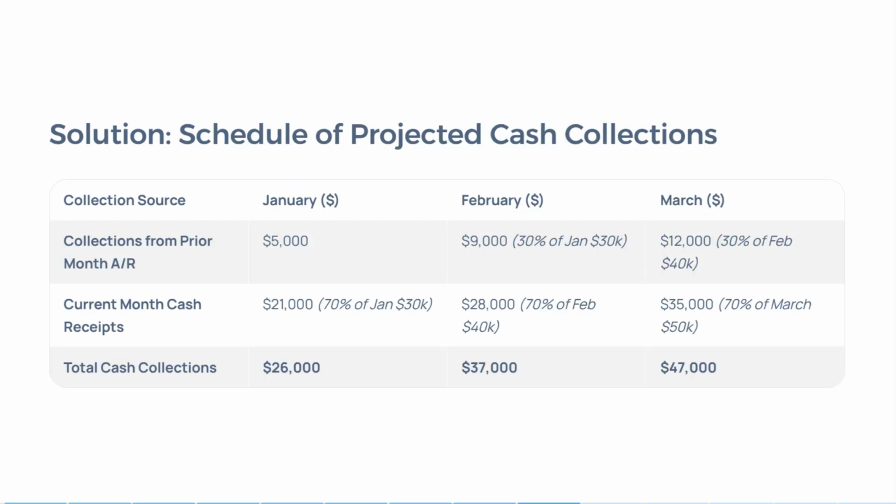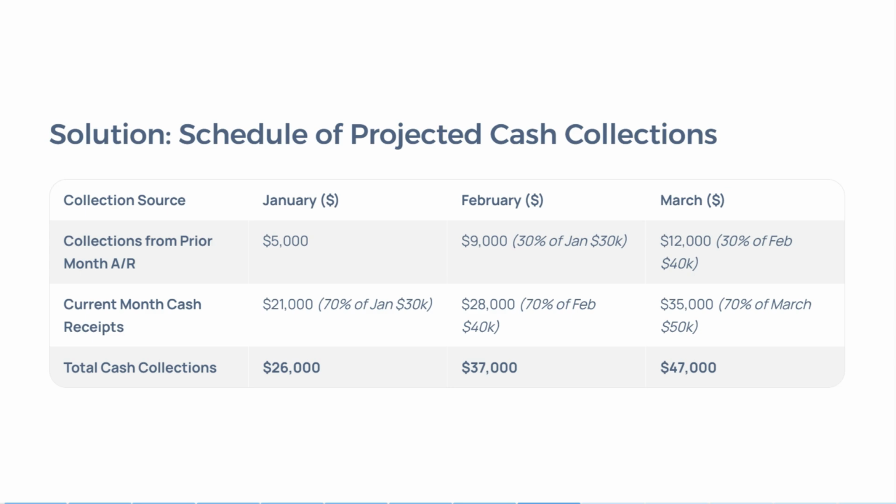January collections. We collect $5,000 from December AR plus 70% of January's $30,000 sales, $21,000. Total equals $26,000. February collections. We collect 30% of January's sales, $9,000, plus 70% of February's $40,000 sales, $28,000.